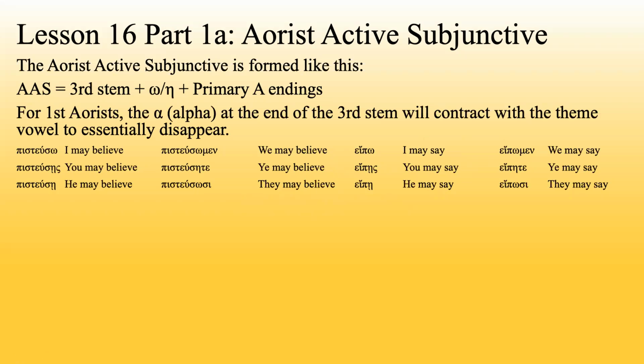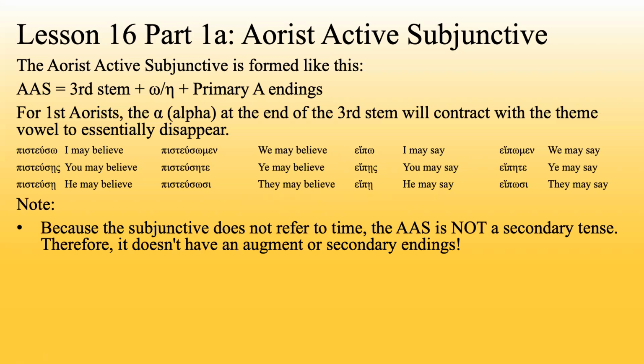You may be wondering, well, how am I going to tell the difference between this and the future active subjunctive? Well, there isn't a future active subjunctive. So if you were confused on if this is a second or a third stem, you would then notice that there's an omega eta theme vowel, and the only option for an omega eta theme vowel between second and third stem is third stem, and you would realize that this is an aorist active subjunctive.